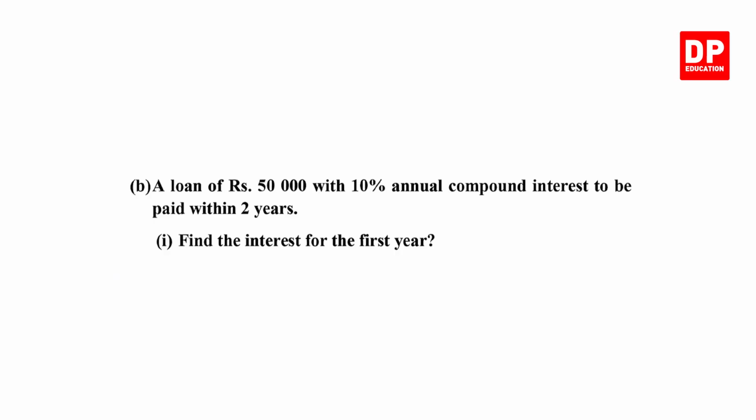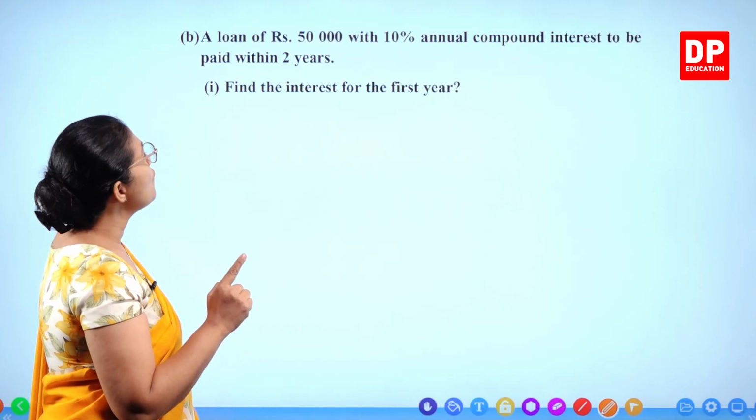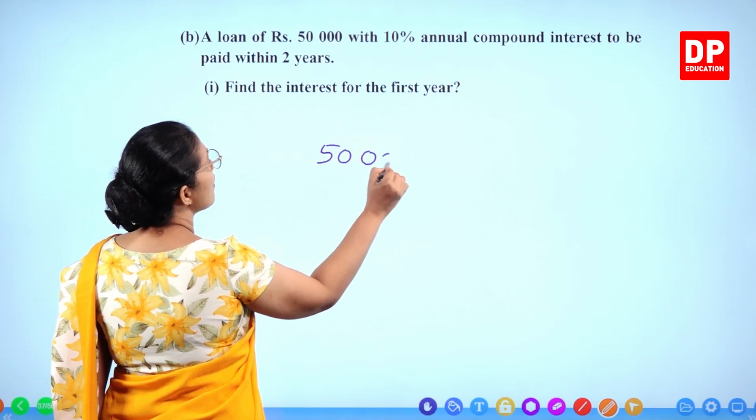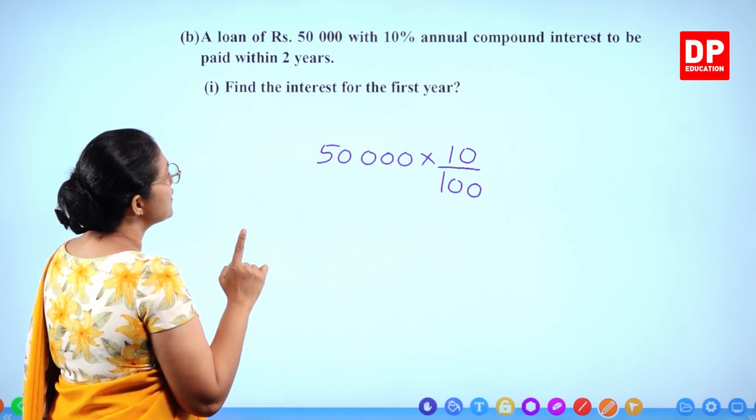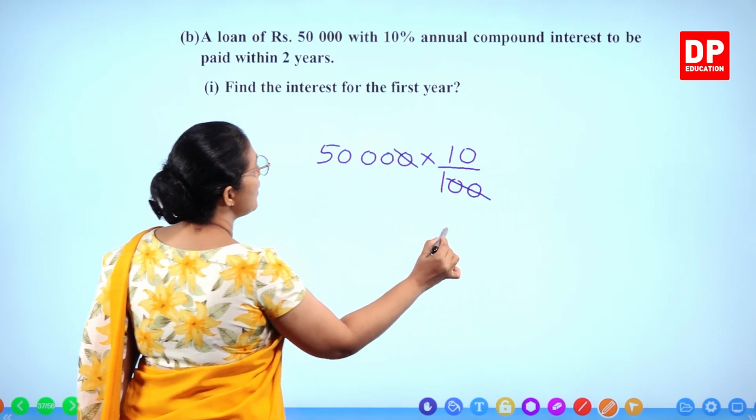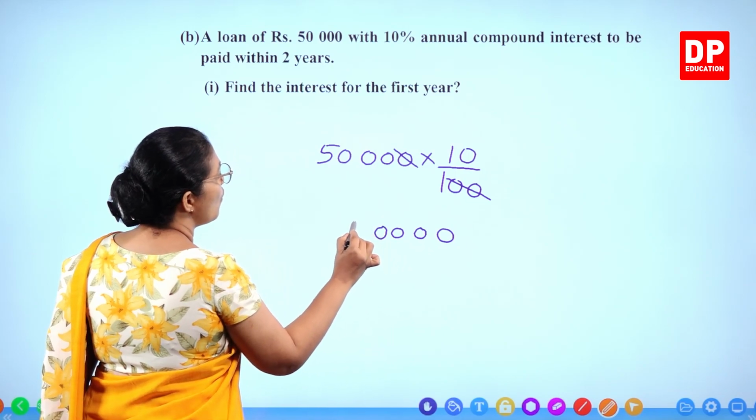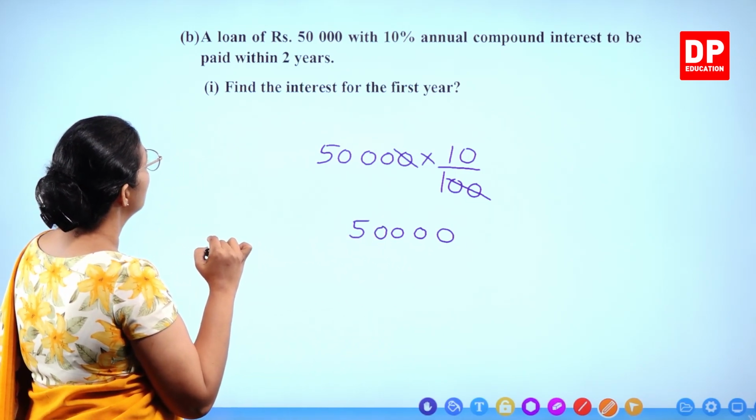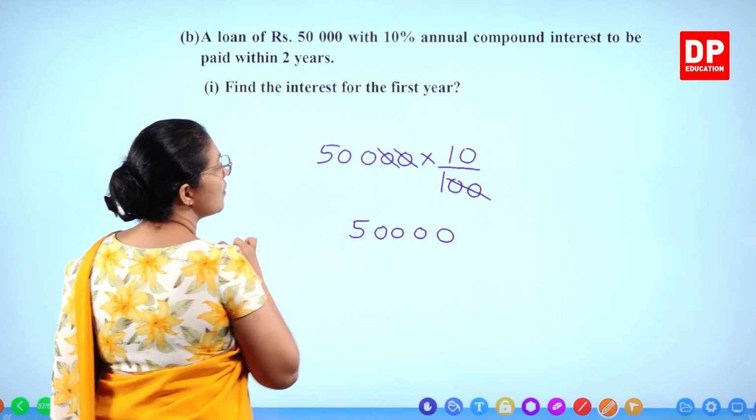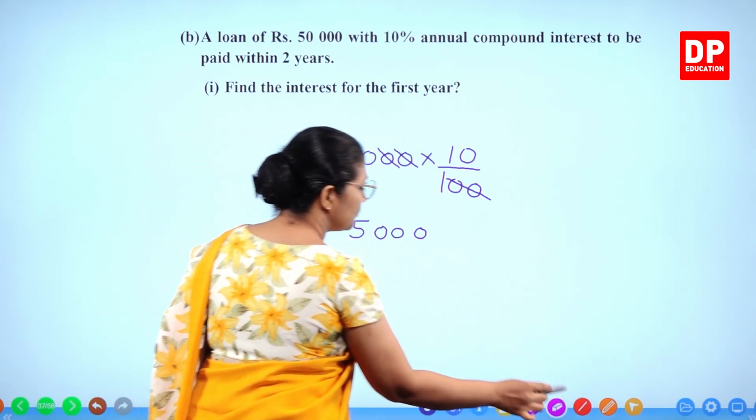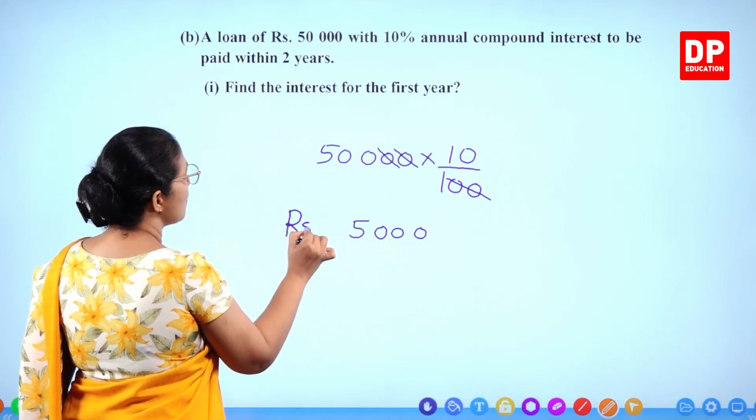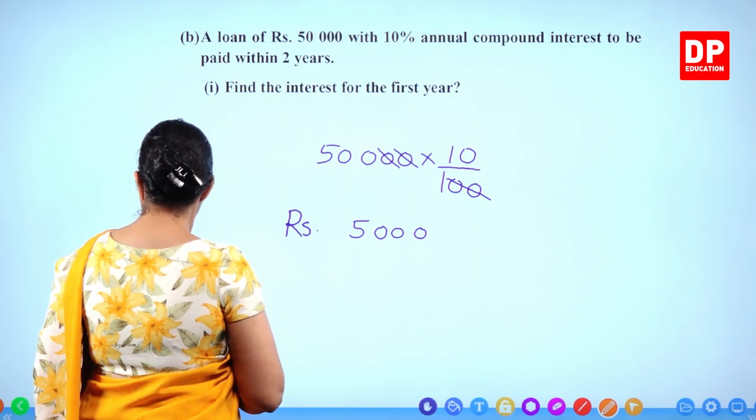Then the next part, it says a loan of 50,000 with 10% annual compound interest to be paid within 2 years. Find the interest for the first year. So 50,000. What's the interest rate? 10%. So that's the interest to be paid for the first year. Here I forgot to cut this 0. So here 5,000 rupees.